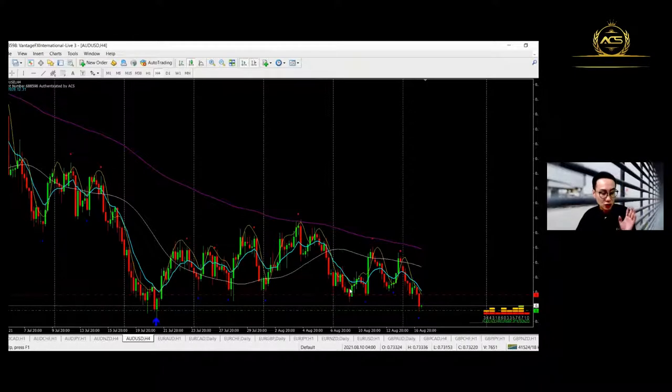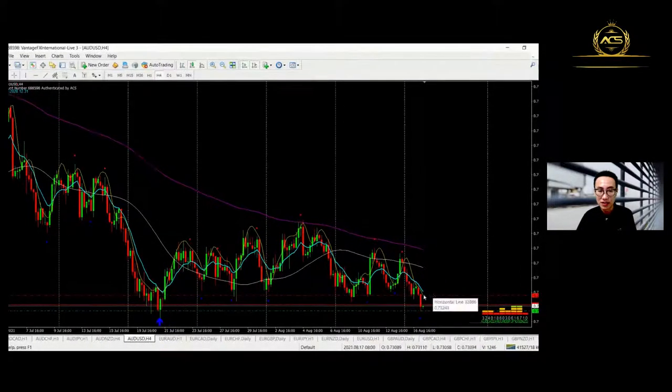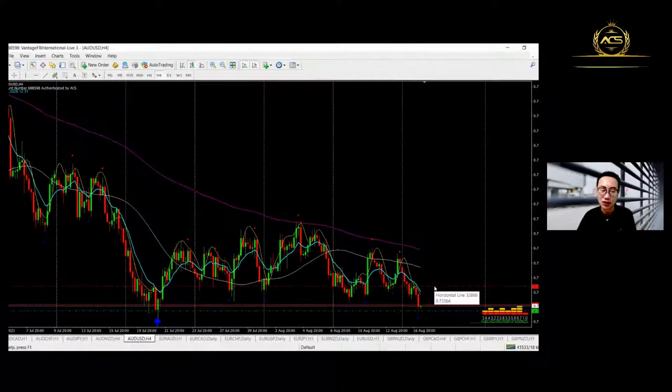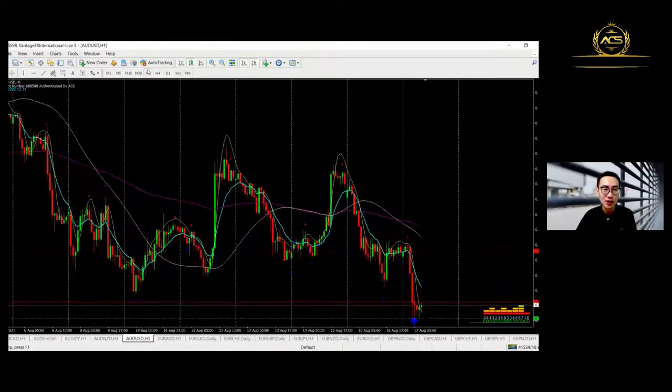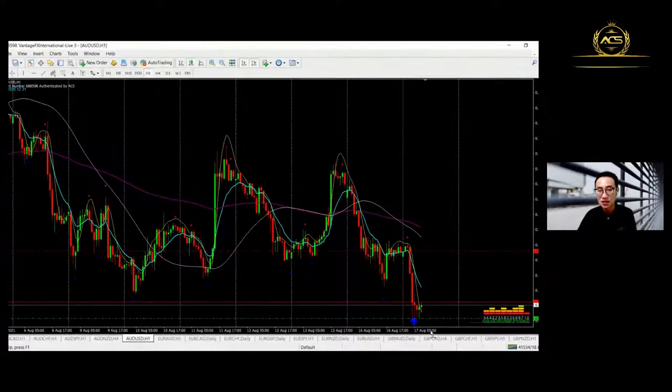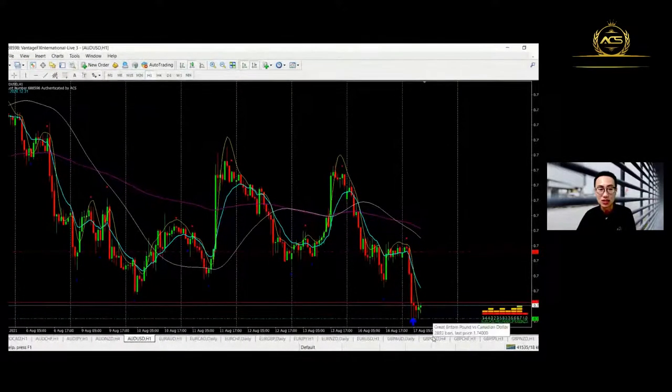Okay, so put it this way. We have a resistance over here, correct? This resistance level over here, around this region. Then we wait for it to come to this level to short. Once it hits the resistance and it's not breaking, then we start to short. If not, we will not short. Alternatively, if we break the support level, can we short? Yes, after it breaks the support level, then we start to trade.